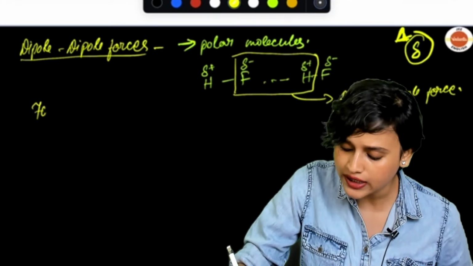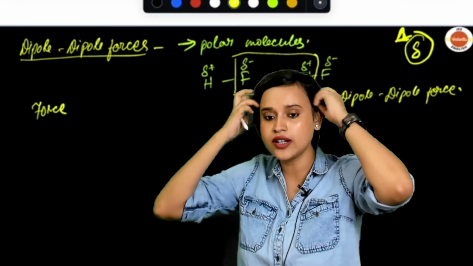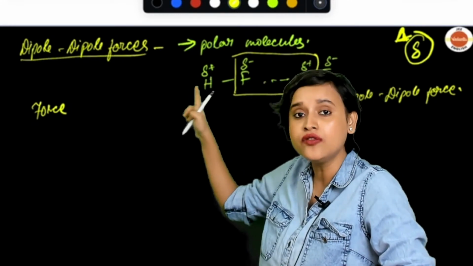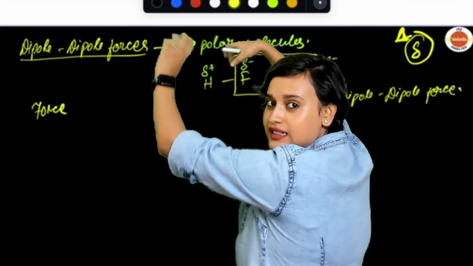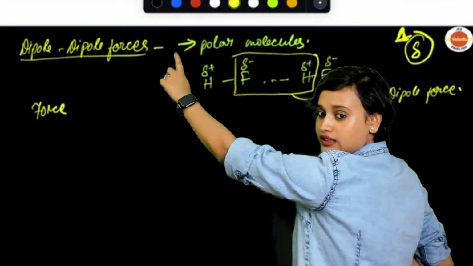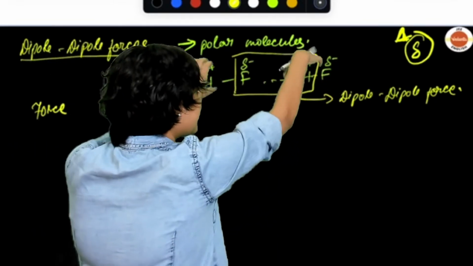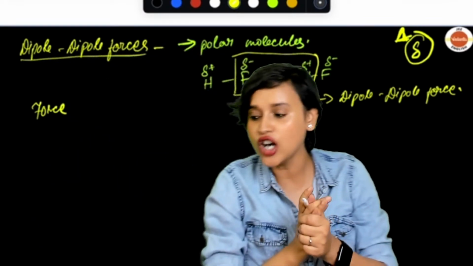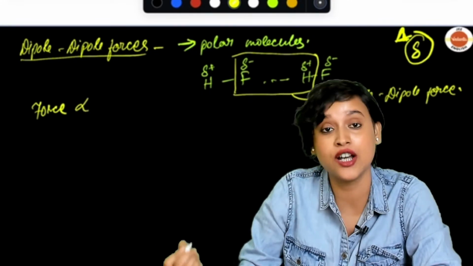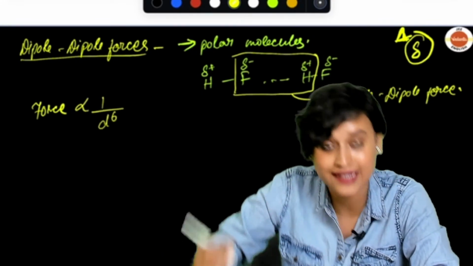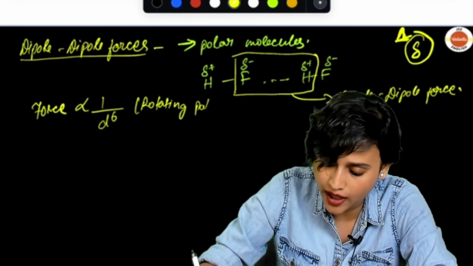Now, how do you write the force here, everybody? Imagine that one of the molecules here, everybody, please check it out, let's say that these two are rotating like this. This molecule and this other molecule are rotating like this. They are not stationary. If they are rotating, do you know that the force changes then? At that point of time when they are rotating, the force will be 1 by d to the power 6, same as the London force. This is for rotating polar molecules.